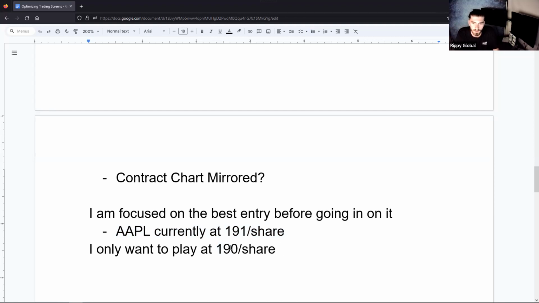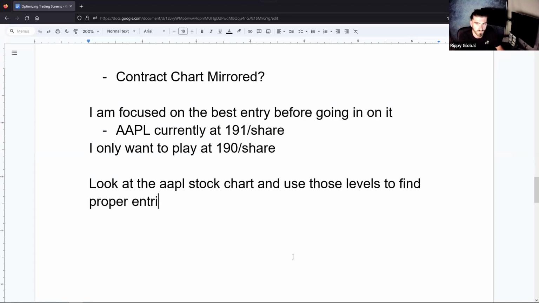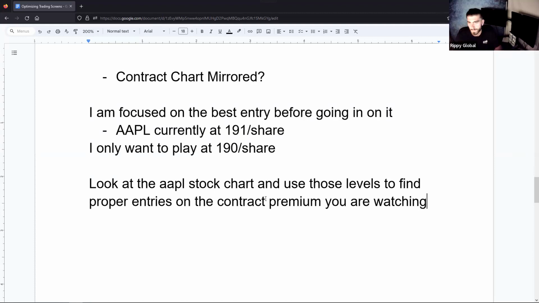So if you're only waiting for Apple when it touches support or whatever it may be at 190 a share, you can literally look at the Apple chart, the stock chart. Look at the Apple stock chart and use those levels to find proper entries on the contract premium you are watching. So literally when I do this, it's not hard to do when you understand the concept.